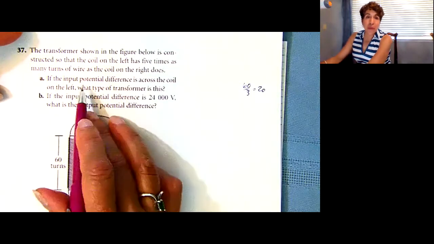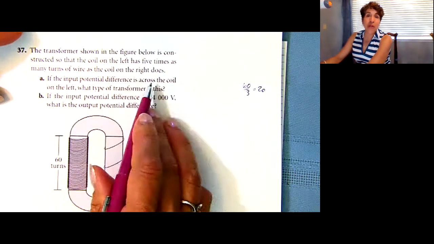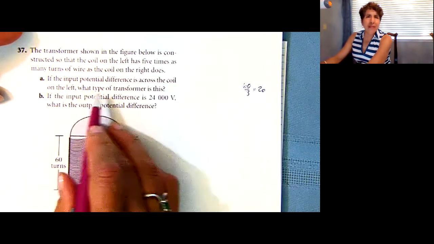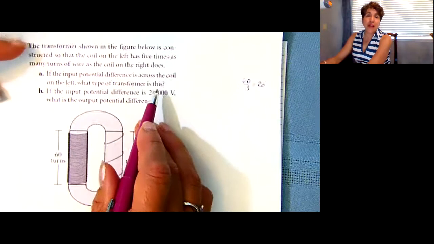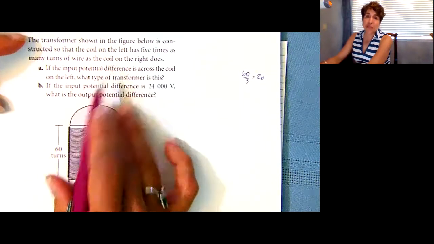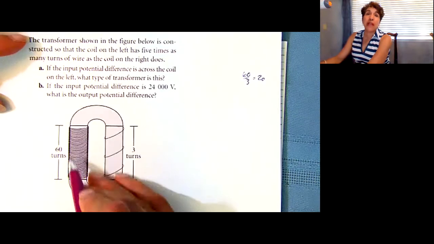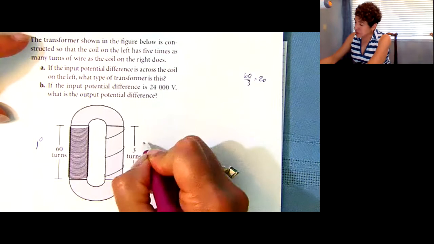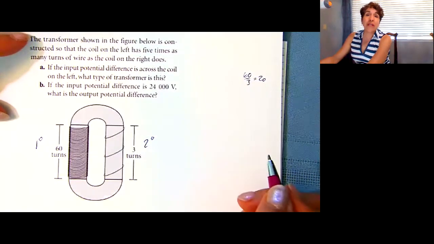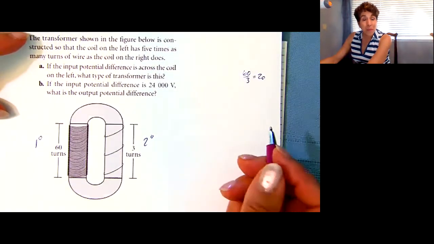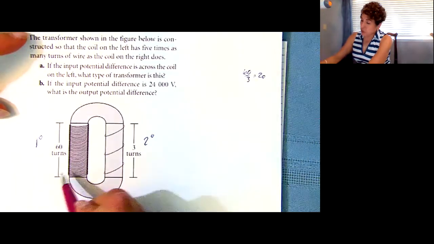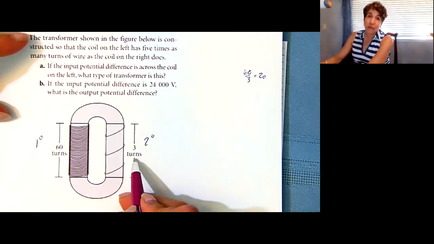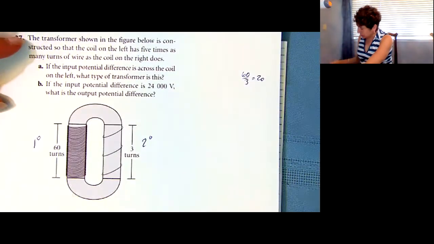All right, if the input potential difference across the coil on the left, what type of transformer is this? I don't even think you need to say anything about the potential difference. They're just saying the one on the left is the input. We want to know what type is it. Is it a step up or is it a step down? Hopefully you'll notice that when you go from 60 to 3, it's definitely a step down.